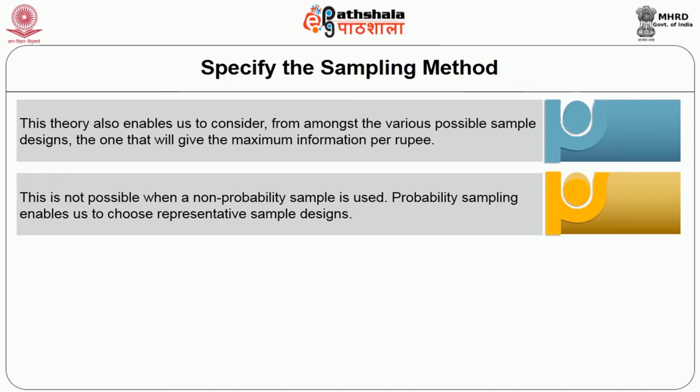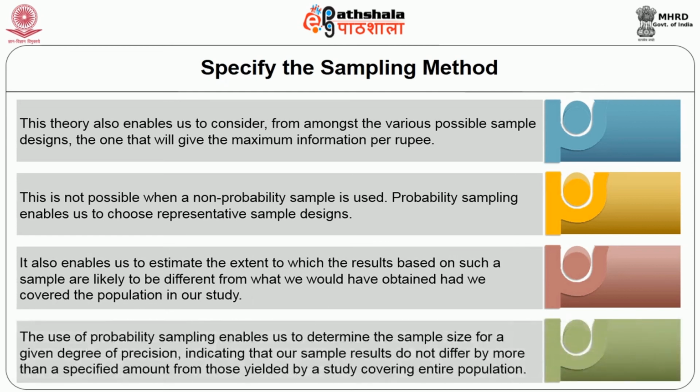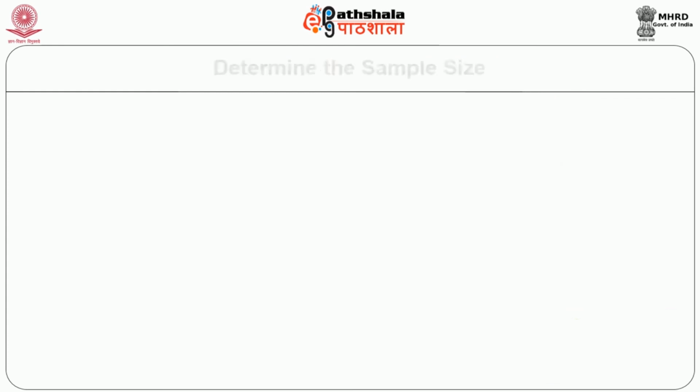Probability sampling enables us to choose representative sample designs. It also enables us to estimate the extent to which the results based on such a sample are likely to be different from what we would have obtained had we covered the population in our study. Conversely, the use of probability sampling enables us to determine the sample size for a given degree of precision, indicating that our sample results do not differ by more than a specified amount from those yielded by a study covering the entire population.